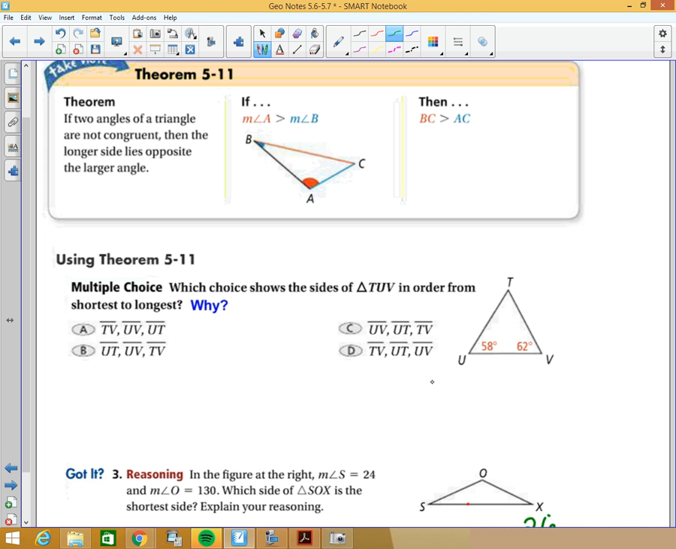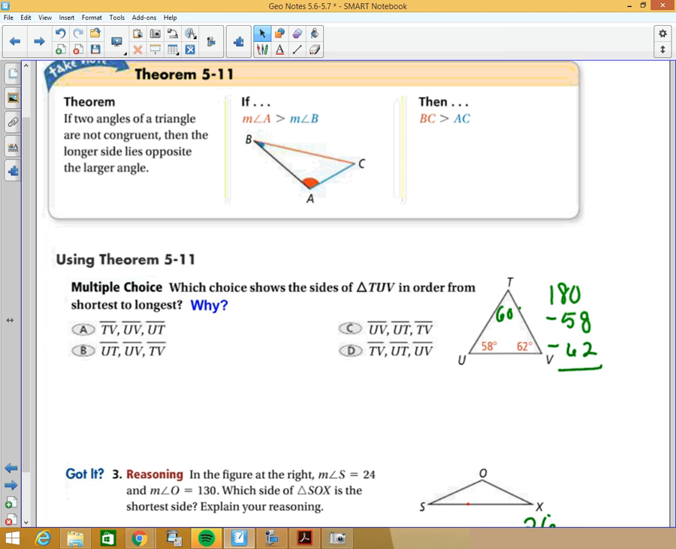So let's look at this particular triangle right here. We notice that it only gives us two angles. What's the first thing I need to do? First thing I need to do is find out what the missing angle is. So I'm going to say 180 minus 58 minus 62. And what is that missing angle going to be? What did you guys get? Did anybody get 60? Okay, so the missing angle is going to be 60.